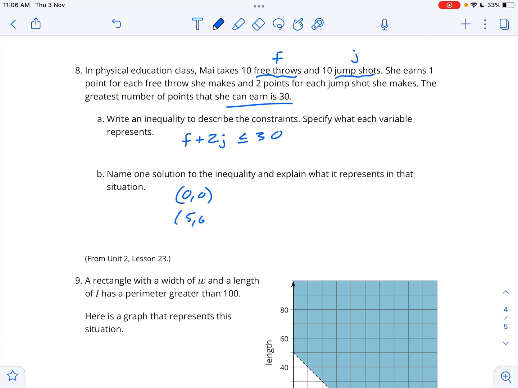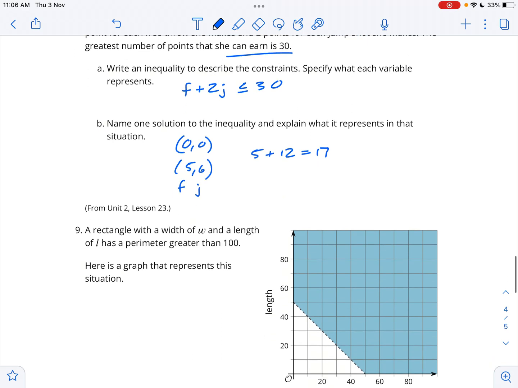I could do, let's say (5, 6) if I wanted to do something a little bit less obvious. So if I made 5 free throws and 6 jump shots, that's going to be 5 points plus 12 points, which is 17 points, which is less than 30. So a bunch of answers there that would work.